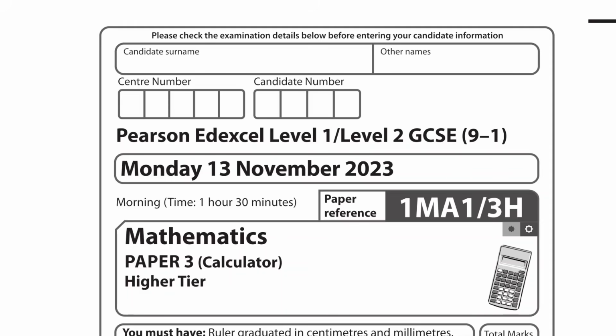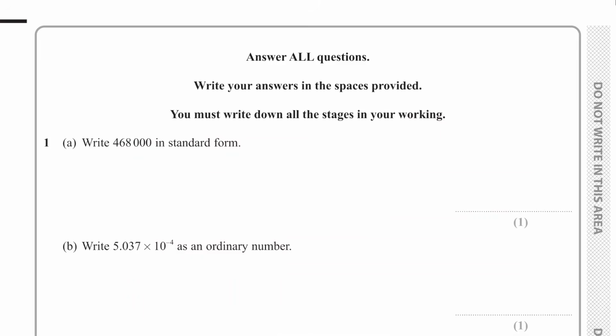This is the Edexcel Paper 3 higher tier calculator paper from November 2023.